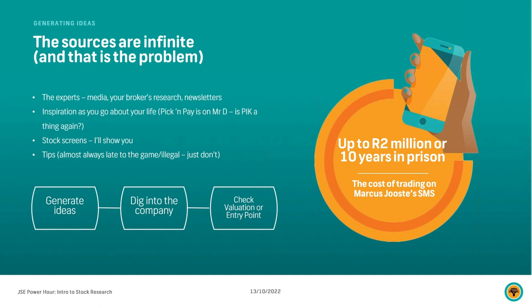Stock screens, that's the one that I'm going to focus on. I'm going to show you how to effectively use a stock screen. And then finally, tips. On the slide pack, I say just don't. It's usually too late. You've come onto the information way too late. All the smart money, as they call it, is already in the stock, or it's just plain illegal. In the yellow circle on the slide pack, I mention it's up to 2 million rand or 10 years in prison if you get caught insider trading. I just watched Steinheist. That is the cost of trading on Markus Jooste's SMS back in 2017.